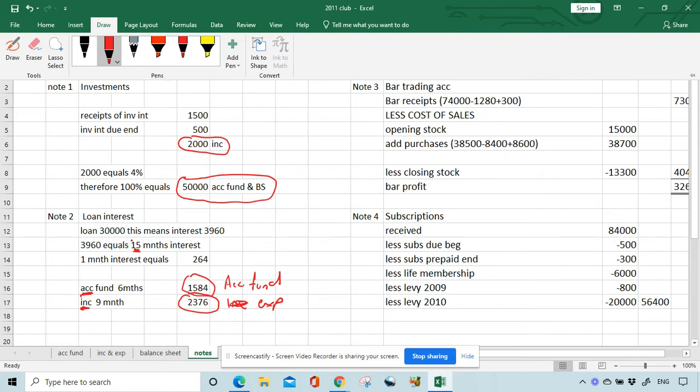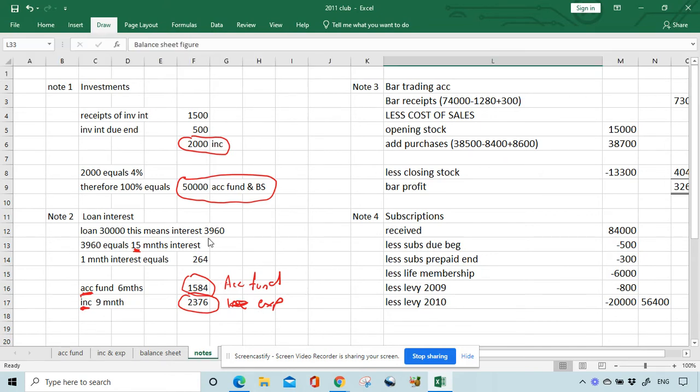So the loan is 30,000, interest 3,960. 3,960 equals 15 months. 1 month, therefore, is 264. We know 6 months is for the accumulated fund last year, 1,584. 9 months is for this year, 2,376.